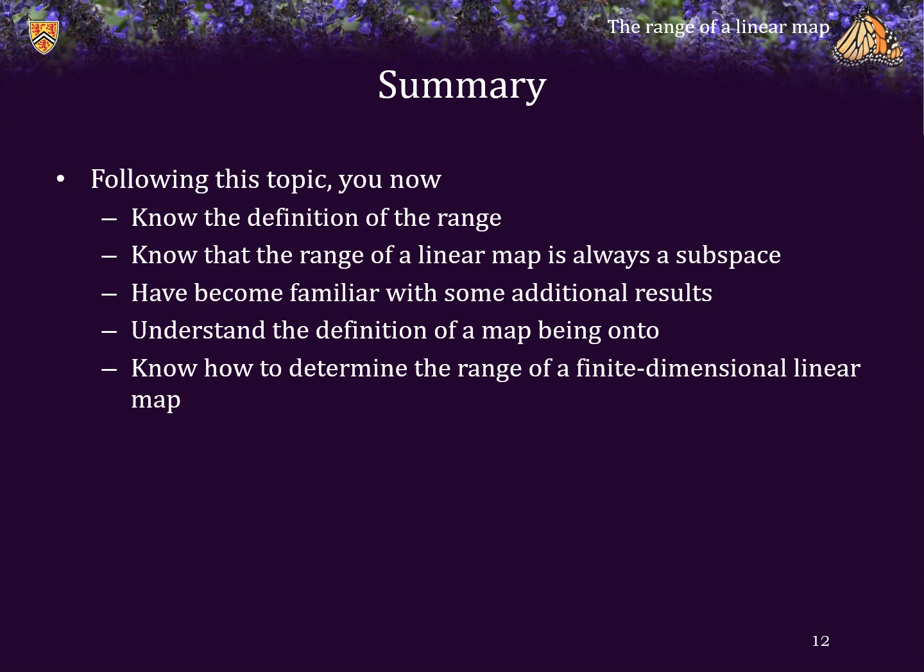So, following this topic, you now know the definition of the range of a map. You know that the range of a linear map is always a subspace of the codomain. You have become familiar with some additional results relating to the range, and you understand the definition of a map being onto. You know how to determine the range of a finite dimensional linear map, and you know how to determine if such a map is onto the codomain.